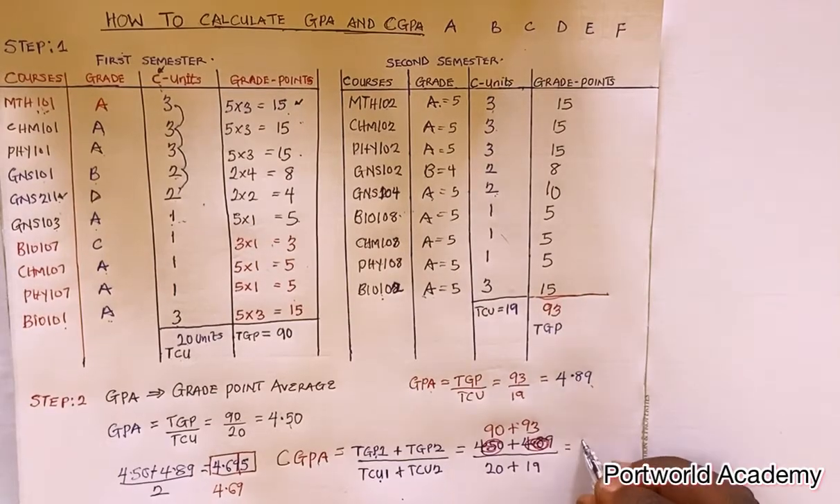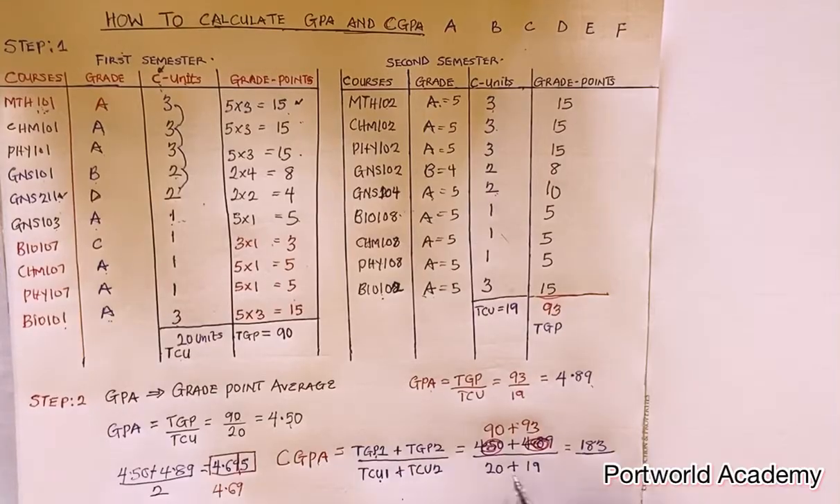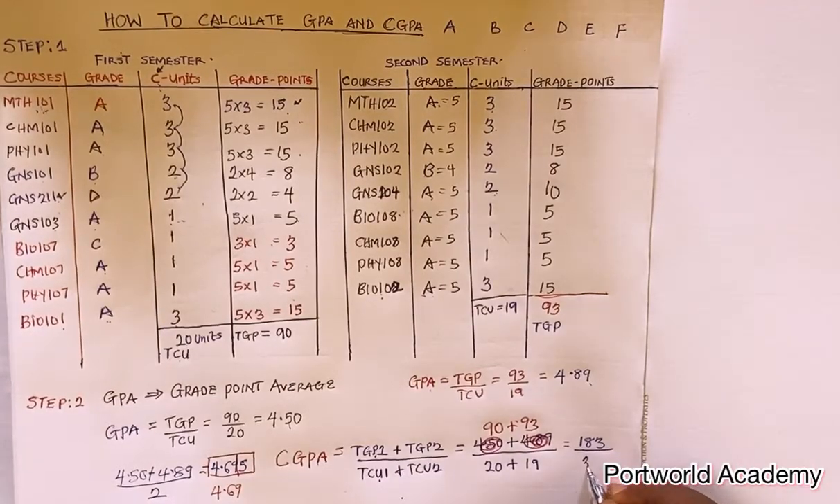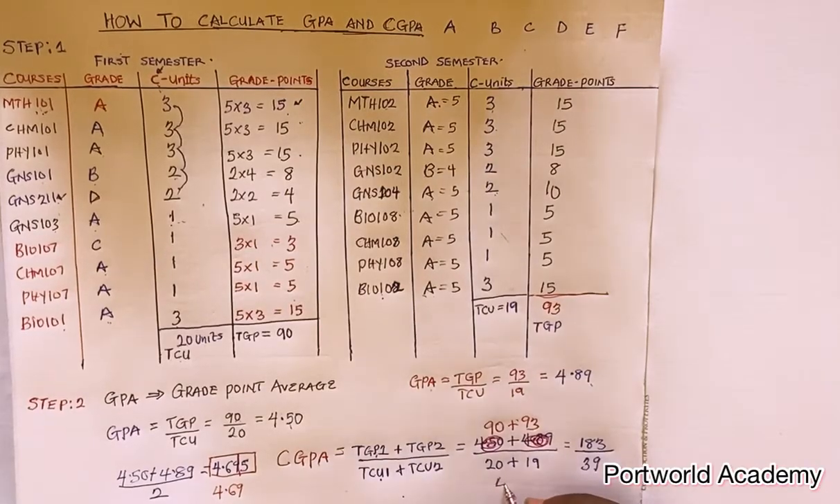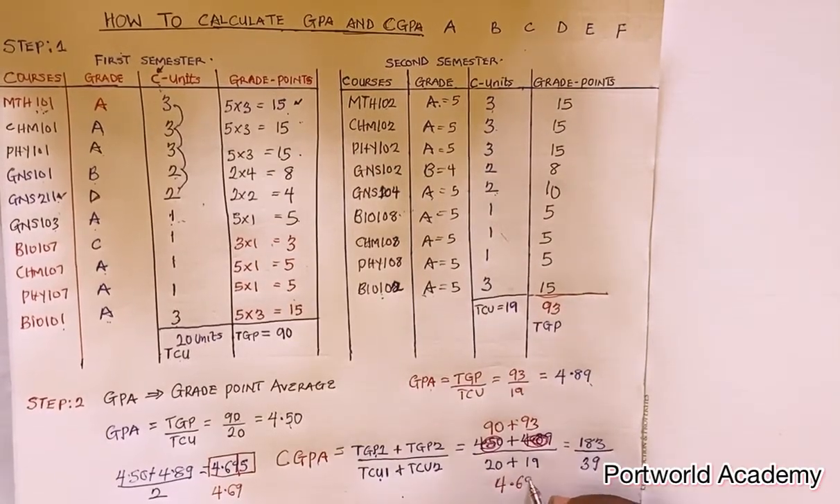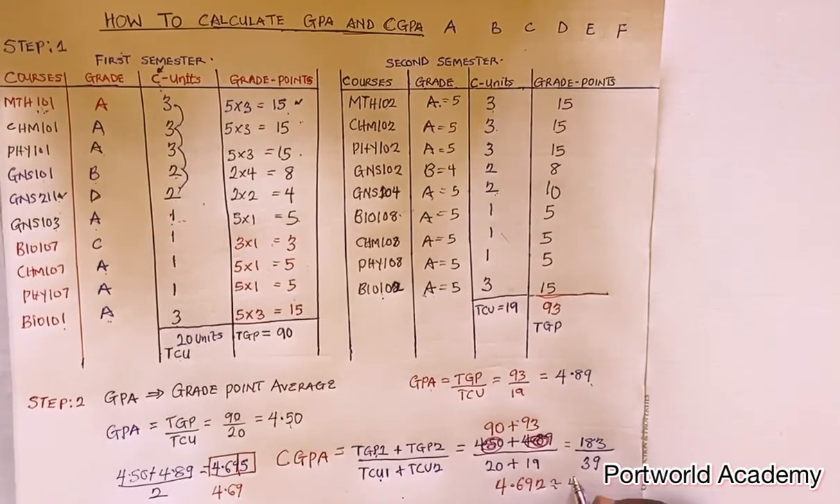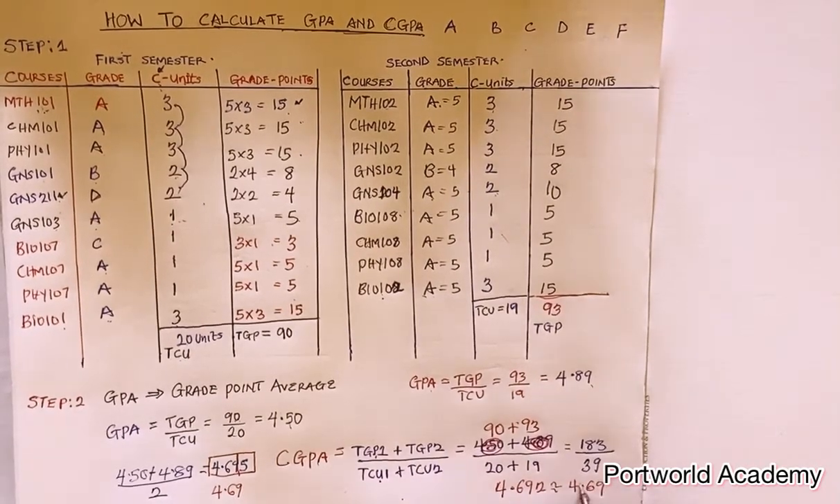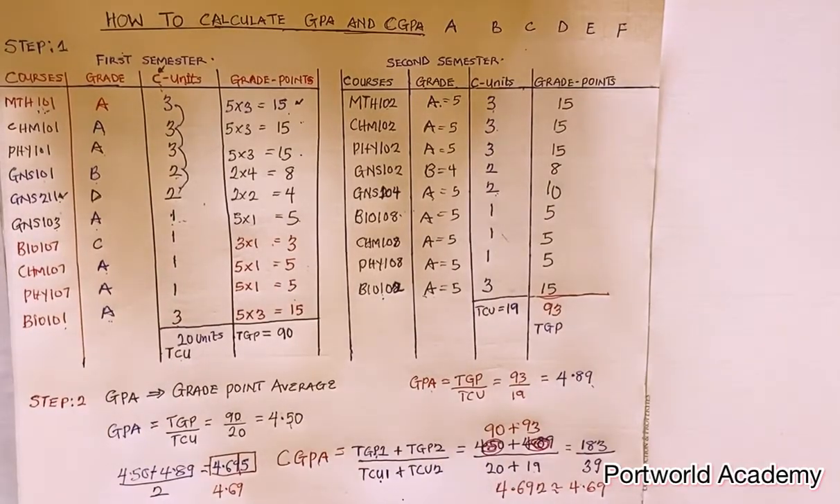So here you are going to have 183 divided by 20 plus 19, that's 39. So you divide 183 by 39. At the end, let's see what you had. This is 4.692. Then approximate to 2 decimal places, you are going to have 4.69. Can you see it's the same thing as this? So if you use this method and also use this method, it's still the same thing. You get it now.